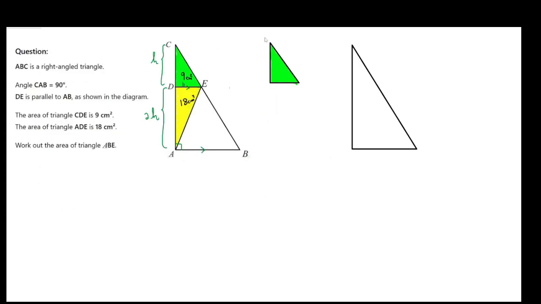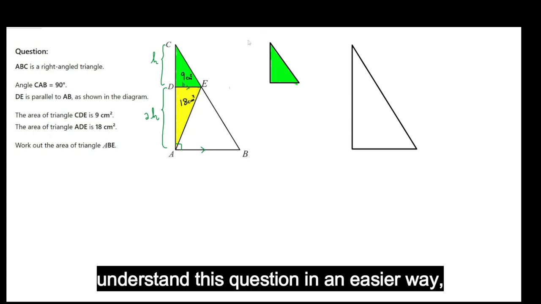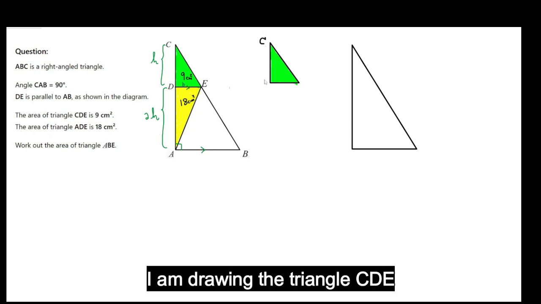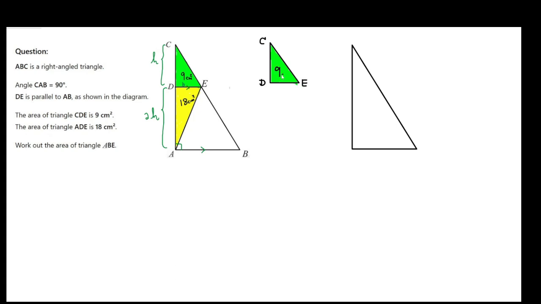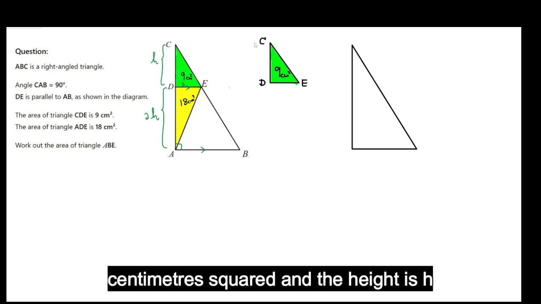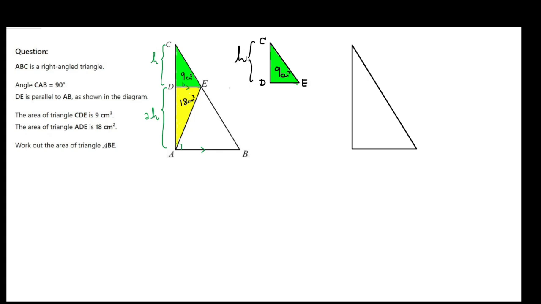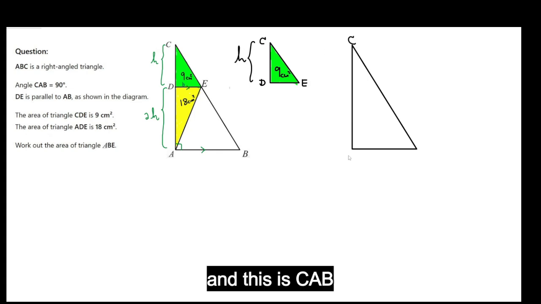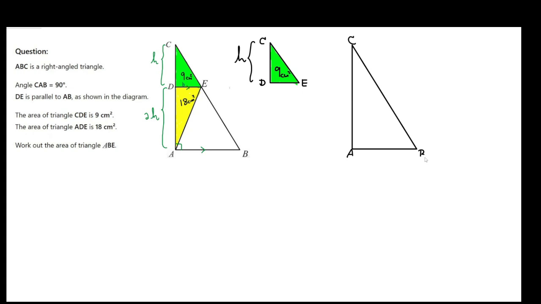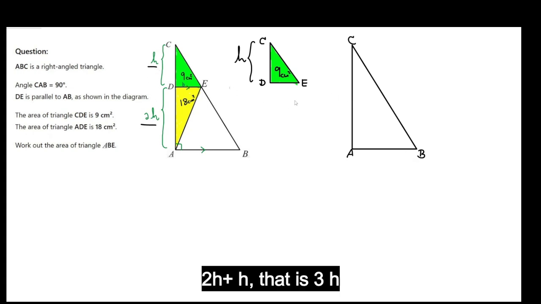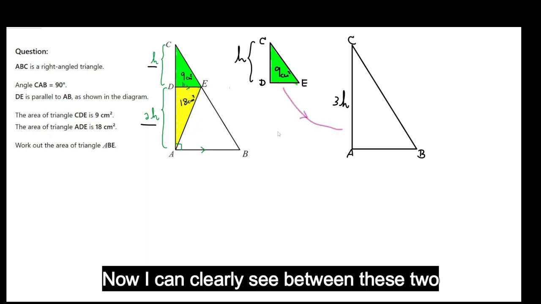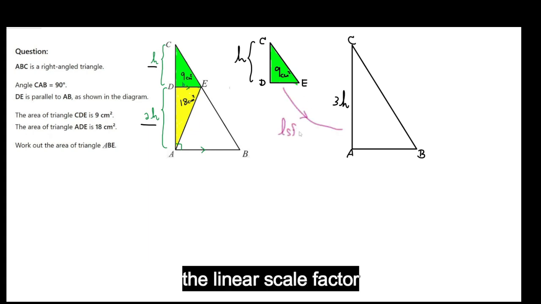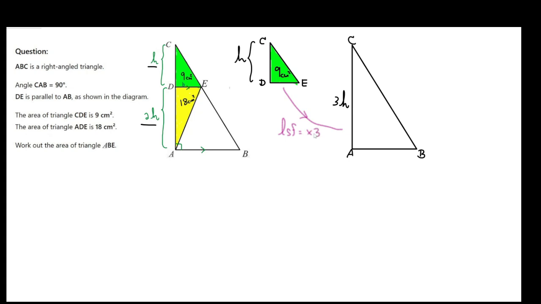Now, to understand this question in an easier way, I'm drawing the triangle CDE, which has an area of 9 centimeters squared and the height is H. And this is CAB, the big one. And the height here is now 2H add H, that is 3H. Now I can clearly see between these two, the linear scale factor is 3.